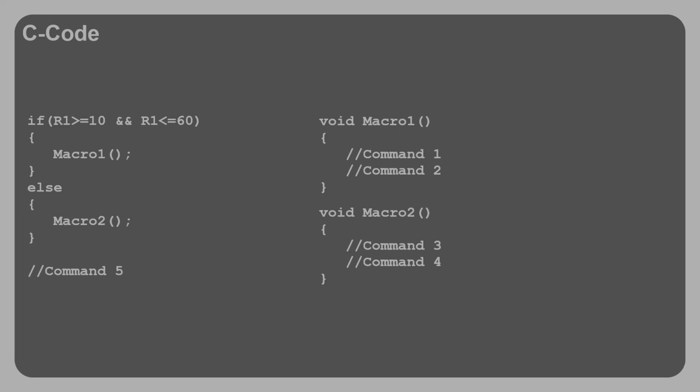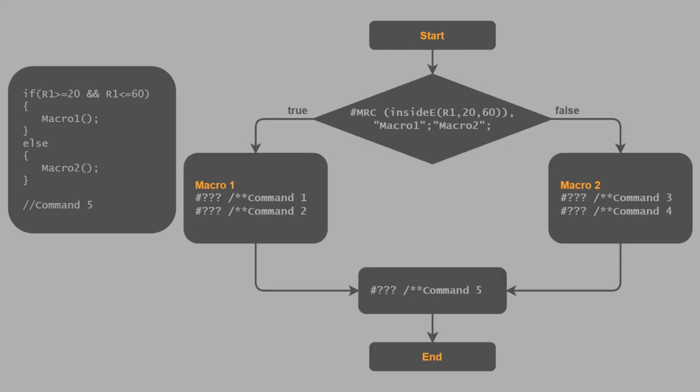In the last example, I would like to deal with the case whether the value of the variable is within two limits. We want to check whether the variable R1 is greater or equal to 10 and at the same time less or equal to 60. If this is the case, the function macro1 should be called, otherwise the function macro2. With the help of the logical operators, we can already realize this with the possibilities presented so far.